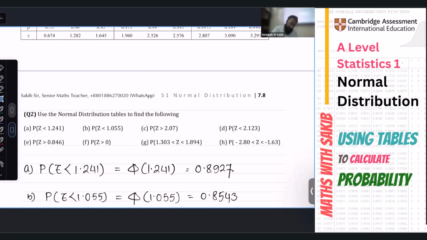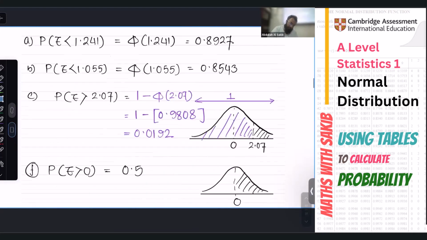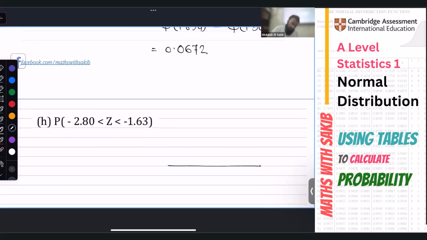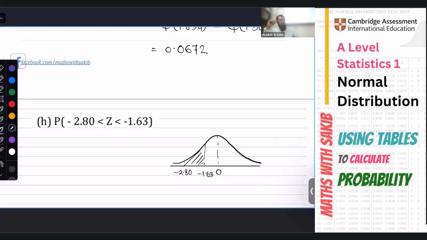Let's do number H. So we have to find the probability from minus 2.80 to minus 1.63. Let's say this is my standard normal distribution curve. This is my 0. This one will be minus 1.63 and this is minus 2.80. So we have to find this area. But how to find this area? We don't have any negative values in the table.